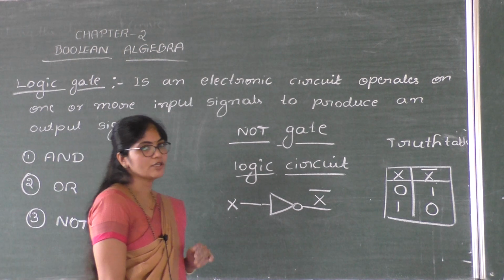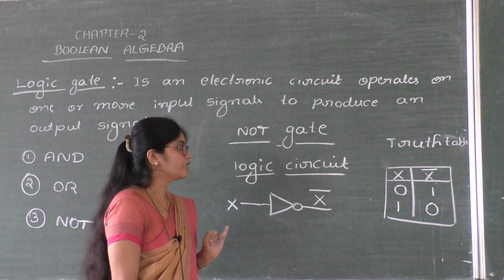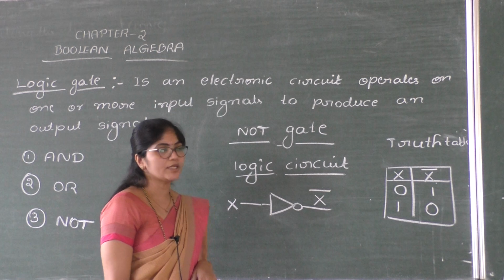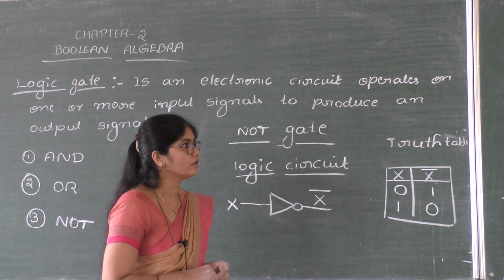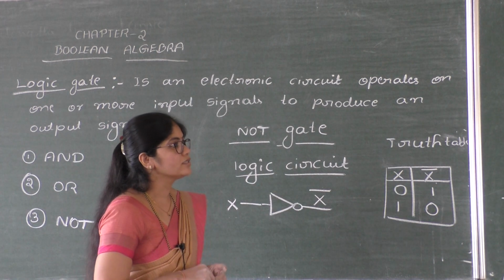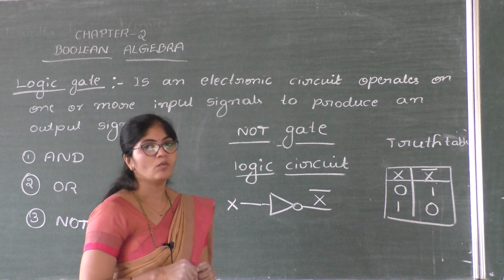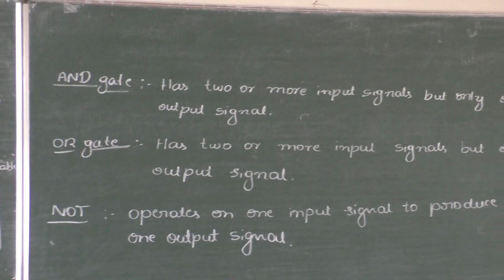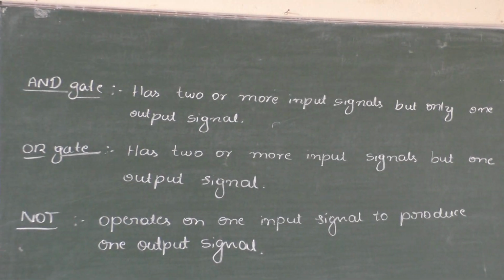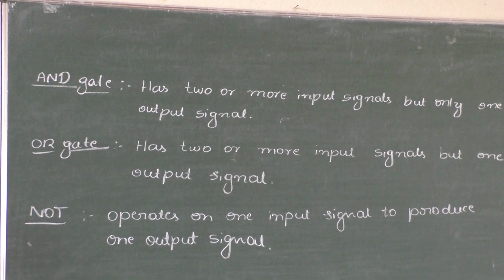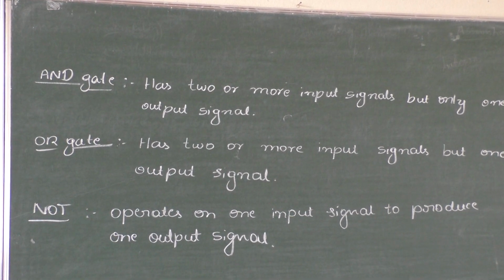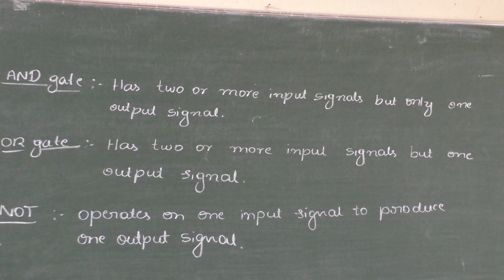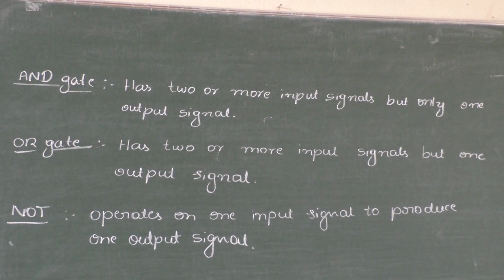We have seen the logic circuit for two input signals and three input signals, and the truth table for two input variables and three input variables. Next, OR gate. An OR gate has two or more input signals but one output signal. NOT gate operates on one input signal to produce one output signal. In the NOT operation, the output state is always the complement of the input state. If x is 0, in the NOT gate x bar is 1. If x is 1, x bar is 0.